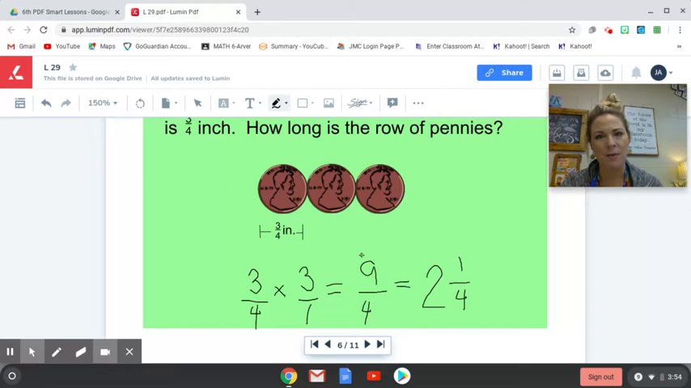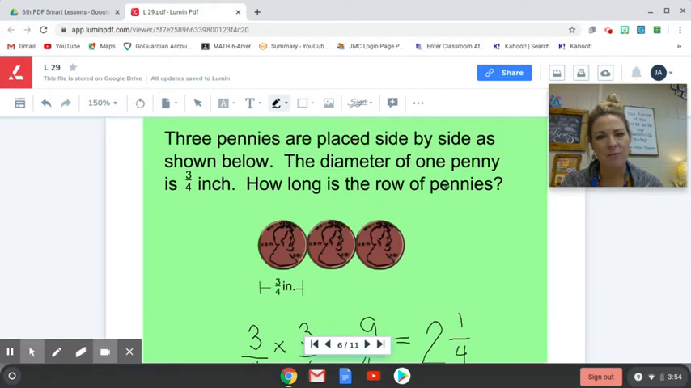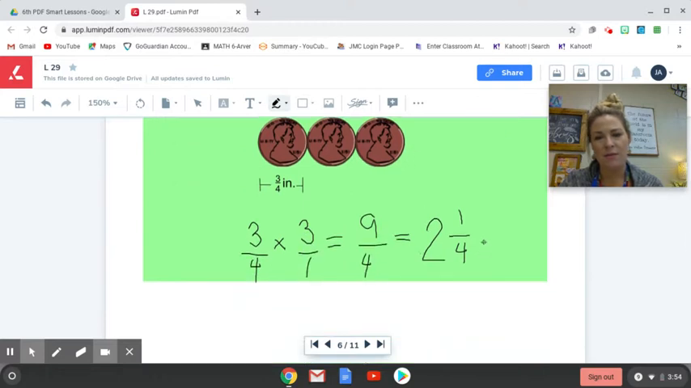What was my label? Let's go up and read this again. How long is this row of pennies? We're talking about inches. Okay, 2 and 1/4 inches.